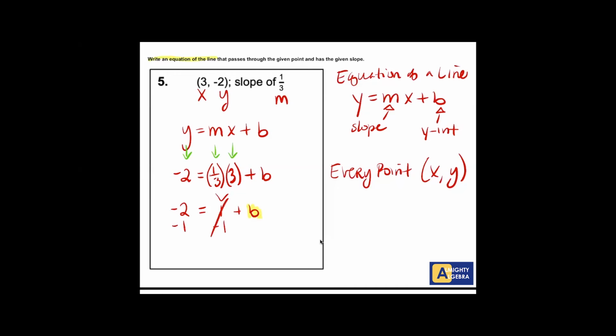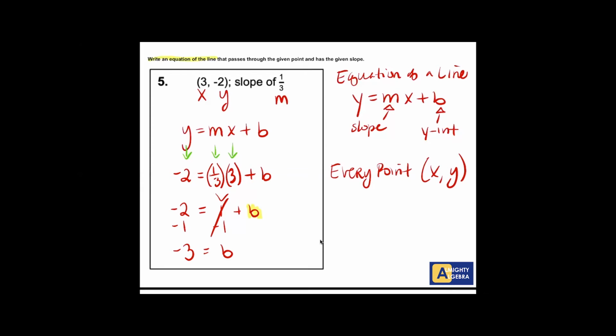1 minus 1 cancels out. It leaves me with just a b on the right side, which is what I want. And on the left, I have to combine -2 and -1. Think of that as -2 plus -1. Combine means to add, or just look at what's written, -2 minus 1. Either way, it's going to give you -3. So that means my b, my y-intercept, is -3.